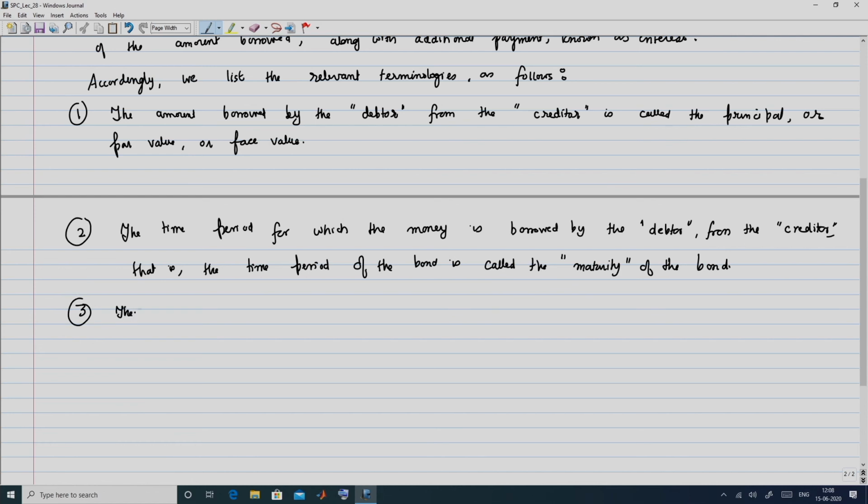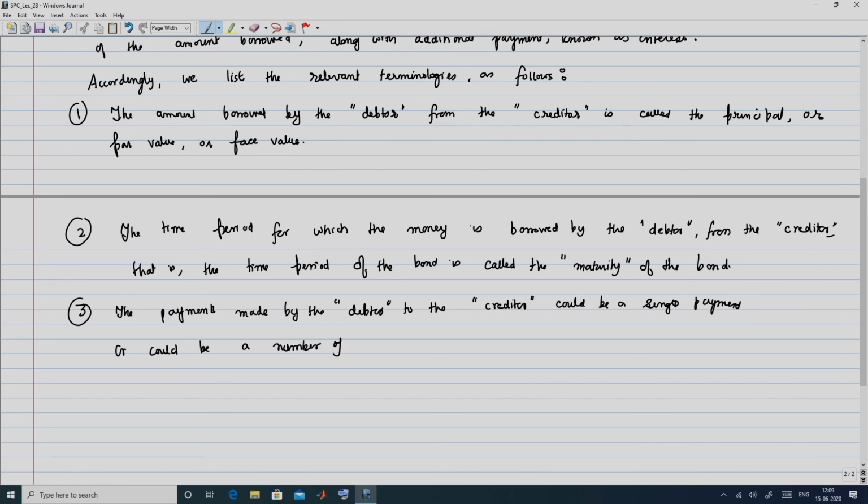Thirdly, the payments made by the debtor to the creditor could be a single payment or could be a number of periodic payments or coupons, and these are called a zero coupon bond and a coupon bond respectively.